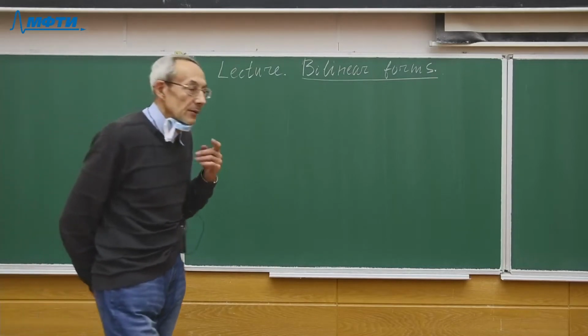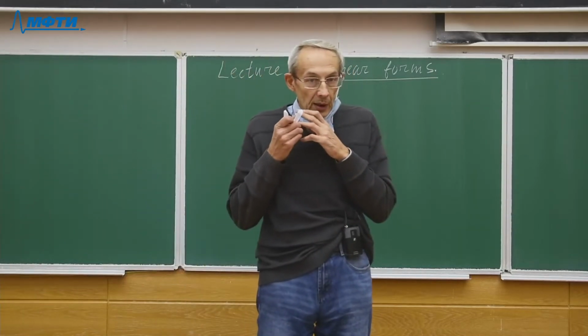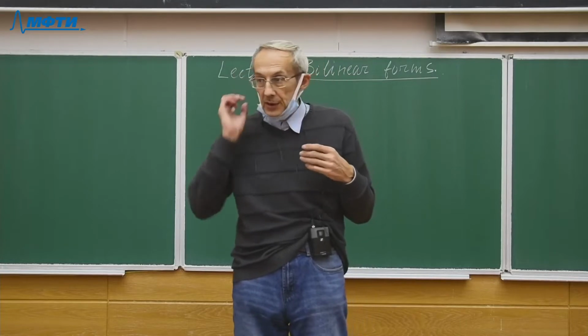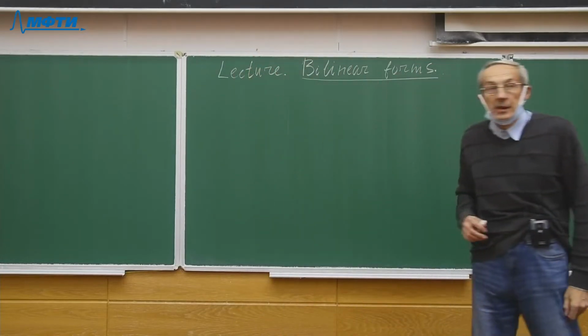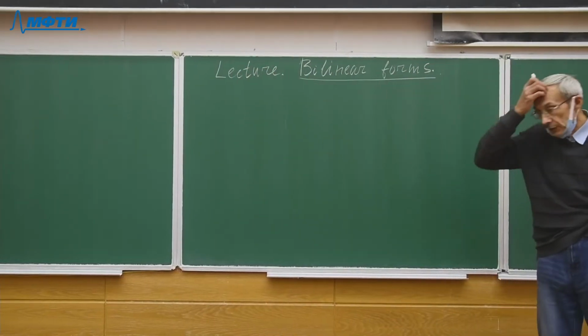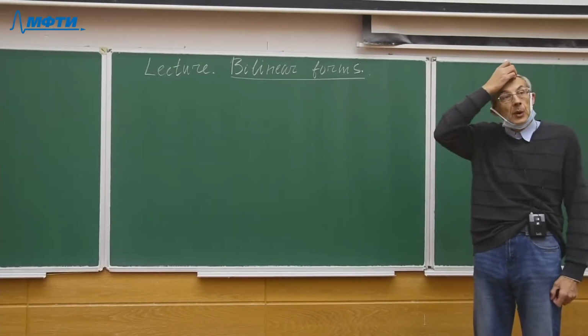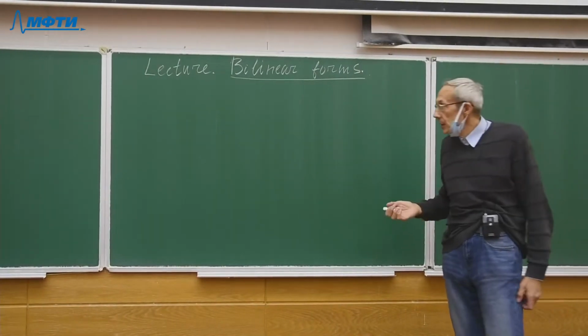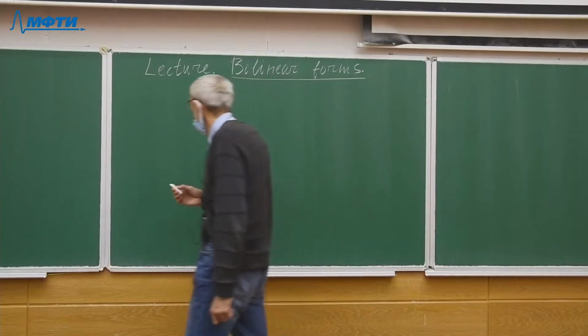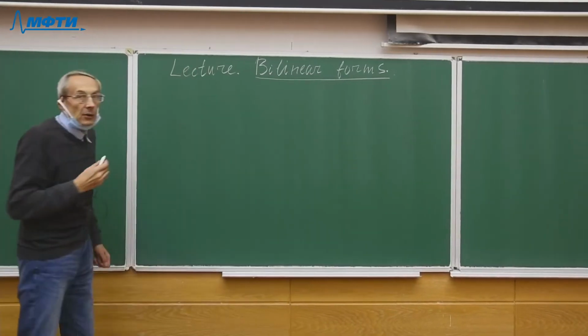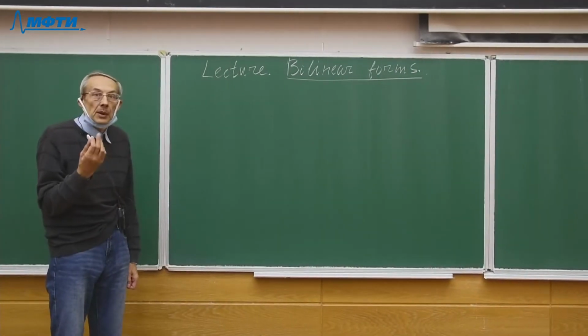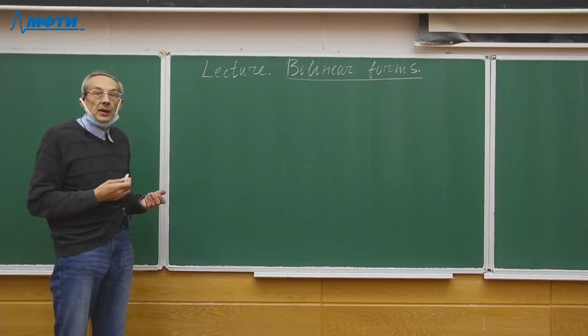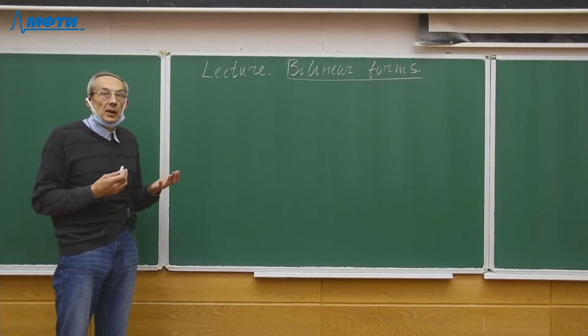We have two last lectures, and in this lecture I'm going to consider the following topic, so-called bilinear forms. What does a bilinear form mean? First of all, I recall what a linear map means, and then we define a bilinear map.